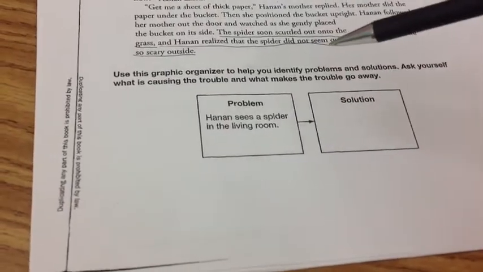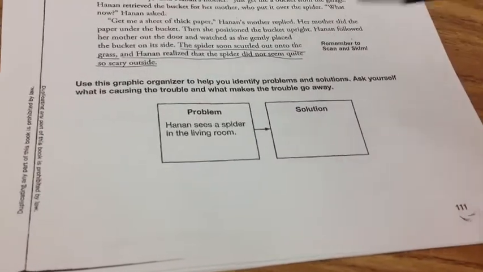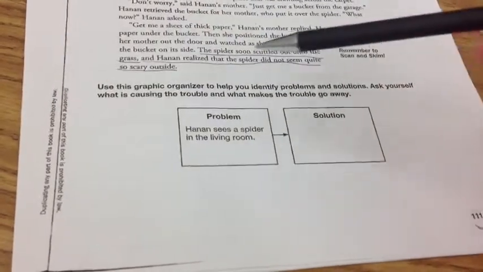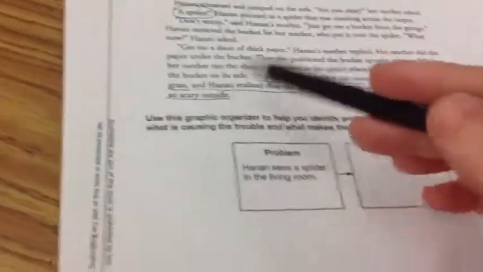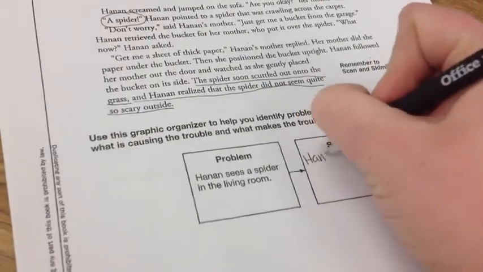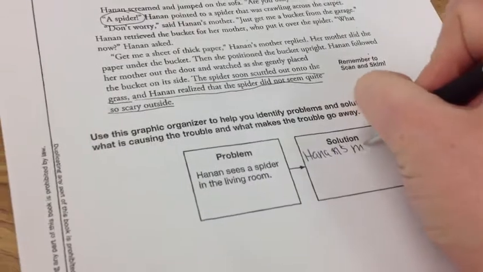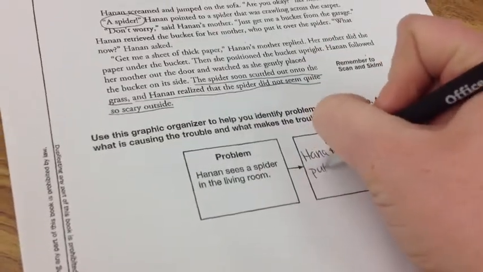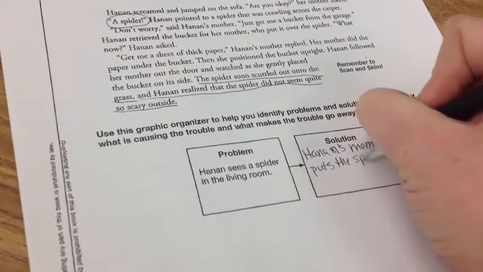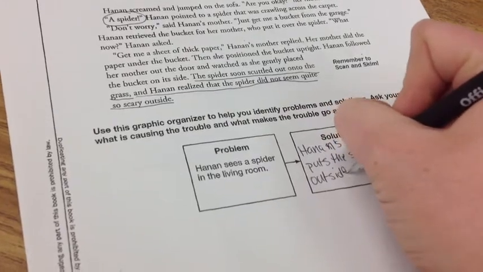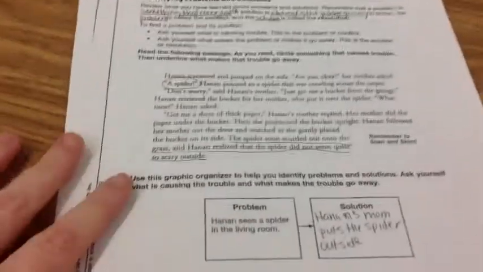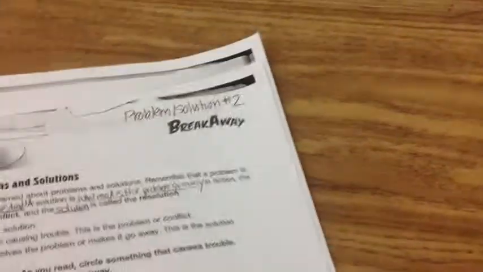Let's use this graphic organizer to help us identify problems and solutions. Ask yourself what is causing the trouble and what makes the trouble go away. Hannah sees a spider in the living room, and then we can look at what we underlined. The spider, Hannah's mom puts the spider outside. Okay, there's the solution. By putting it outside, Hannah realizes that it's not so scary.